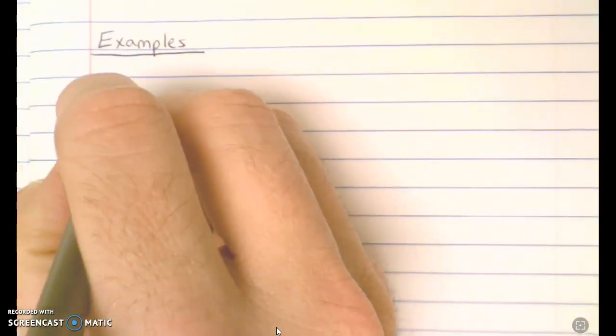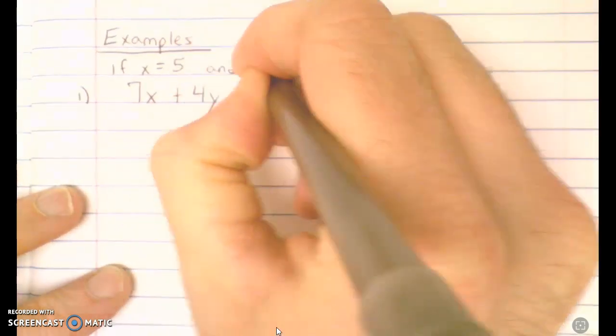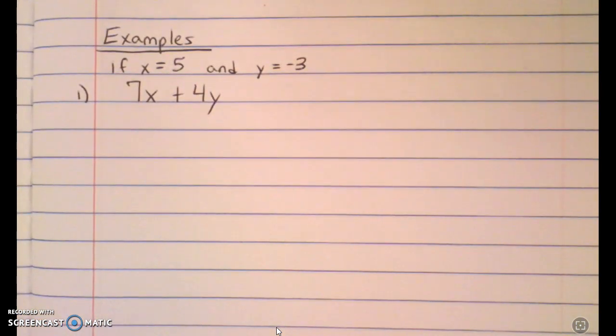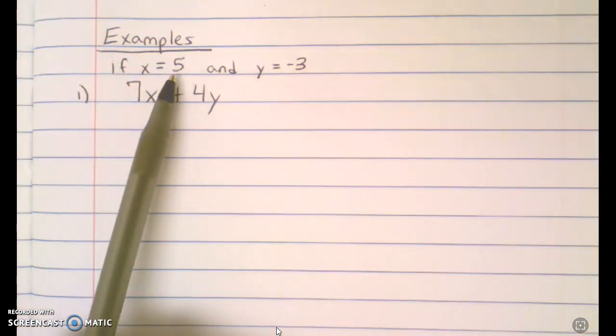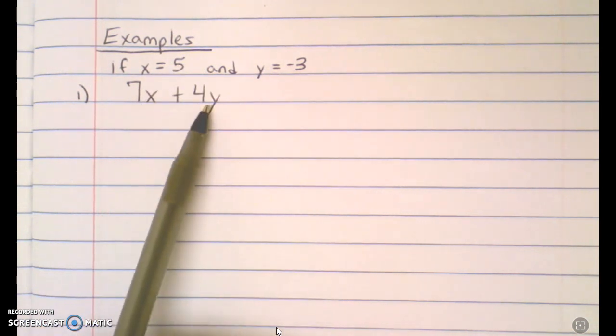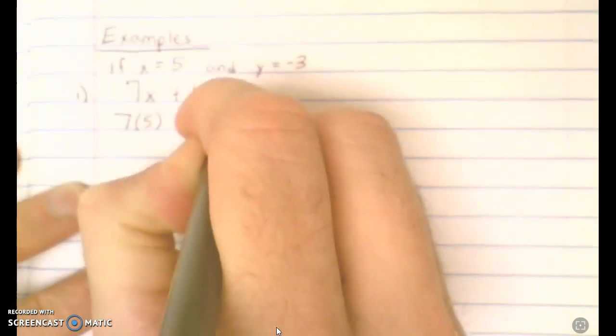Let's say you're told to evaluate and you're given this expression: 7x plus 4y. We're going to evaluate if x equals 5 and y equals negative 3. So when you evaluate an expression, you take the value for x and you plug it in for x and replace the x by substituting it. Same thing for the y. You plug in the y for the y. So this problem becomes 7 times 5 plus 4 times negative 3.